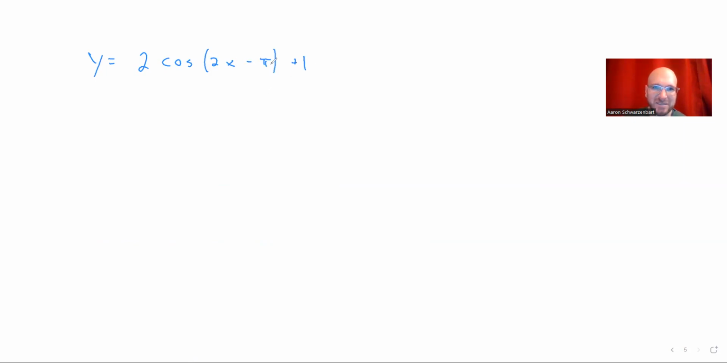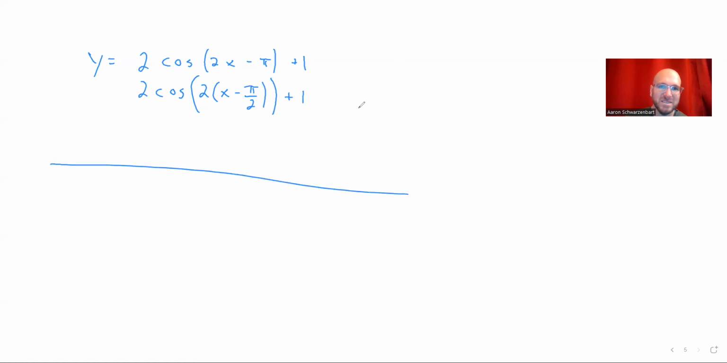Notice that my x minus pi is not factored out. In order to fix this, I must factor it out. To factor out a 2 from pi, I just divide the pi by 2. So now my period, 2 pi over 2, is pi. And my shift is pi over 2. It is not a full pi. I'm just going to go there.